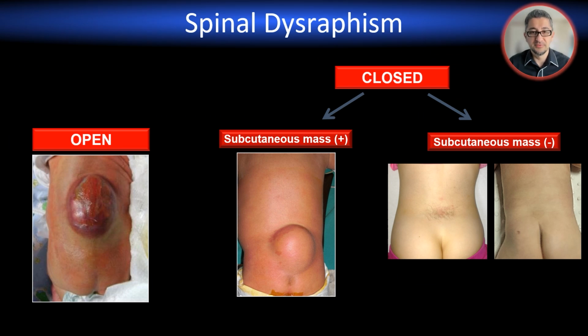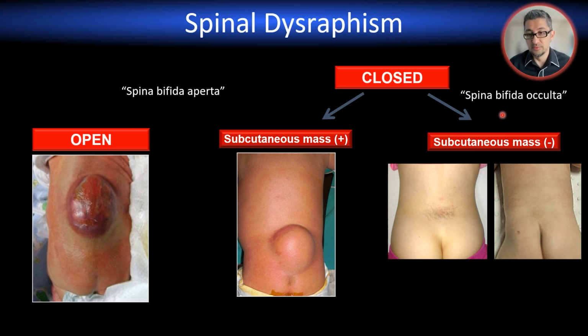There are many different classification systems for spinal dysraphism. This is very simple and easy to understand. Basically, spinal dysraphisms are categorized into two as open and closed. Open ones are not covered with skin, and the neural elements are exposed to air. The closed ones are covered with skin and may be associated with a subcutaneous mass, or they may be without a subcutaneous mass. They may be completely normal, as in this case, or there may be a cutaneous marker, which is 50% of the cases.